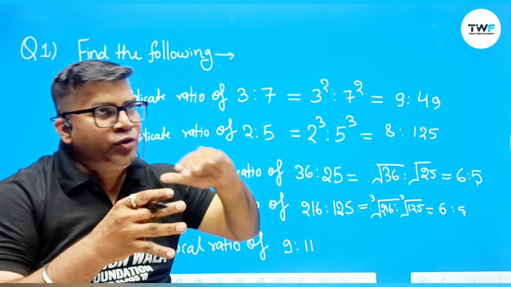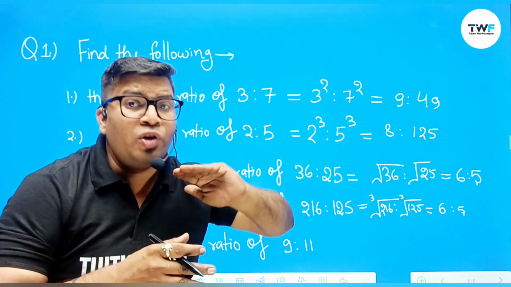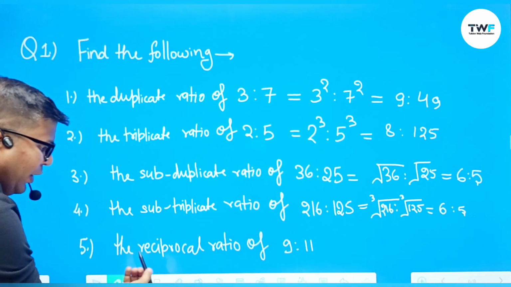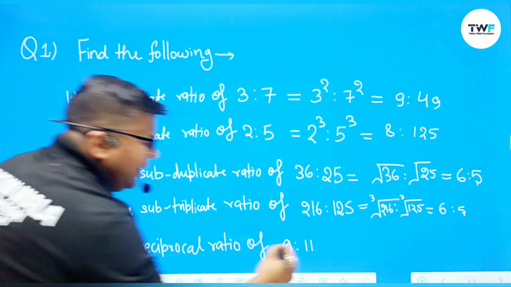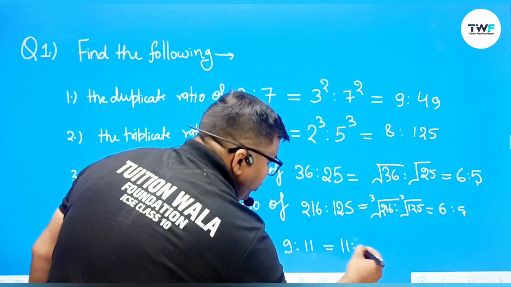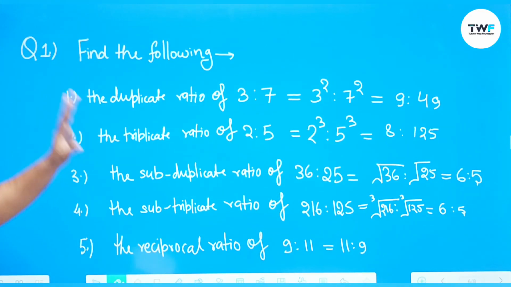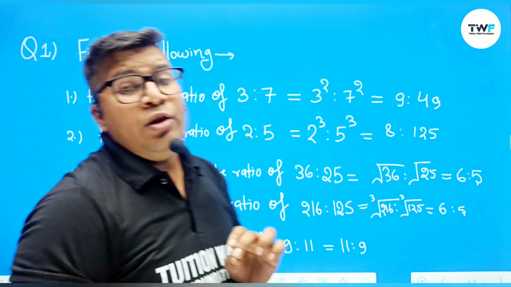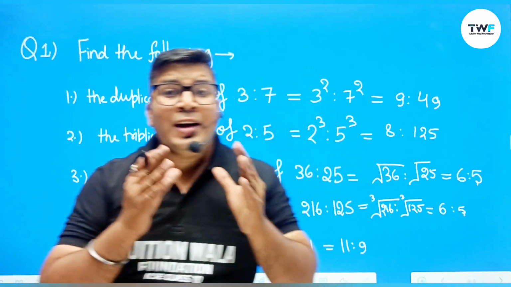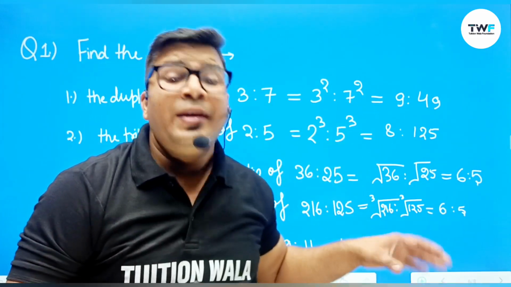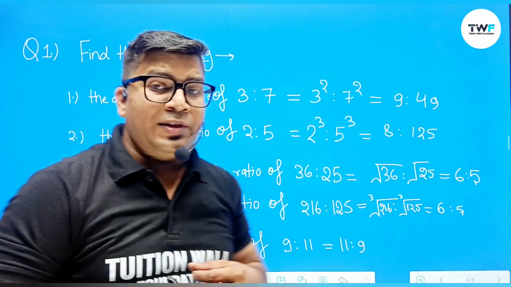The reciprocal means you should reverse the thing. Then the reciprocal ratio of 9 ratio 11 is 11 ratio 9. This is your answer for the following questions. So I think you understood. If you are feeling any problem regarding this topic, then you can easily comment in the section.